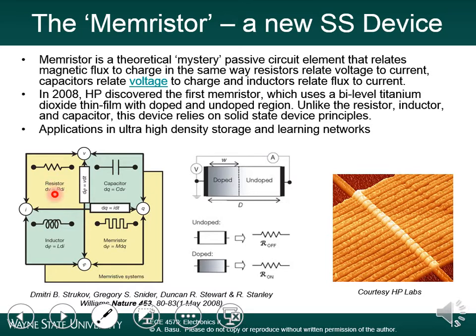In your Circuits 1 class, you learned about resistors and Ohm's law, V equals IR. So the resistor is a component that relates voltage to current. That's here on the top left. Now, the capacitor relates charge to voltage, with the relation Q equals CV. And if you look down here, the inductor relates magnetic flux to current, if you remember from electromagnetics class. Theoretically there should be a fourth element which relates magnetic flux to charge.